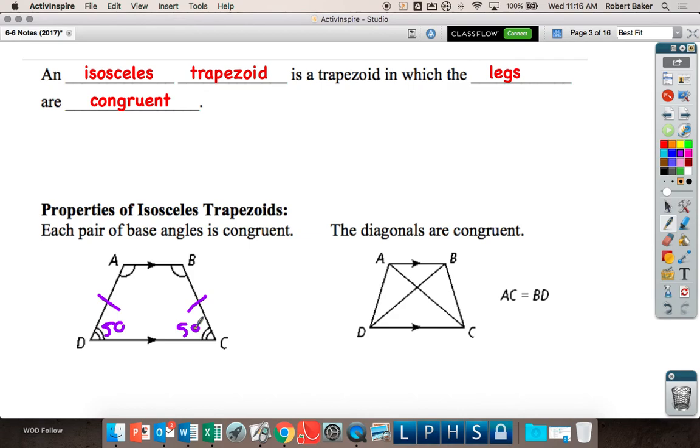On a regular trapezoid, we can't do that. Well, if this angle is 50, it has to be 130 because they are still same side interior angles. Well, because it's an isosceles trapezoid, these two base angles are also equal. And would you look at that? If you add all those numbers together, you get 360 degrees. That's the last layer of isosceles trapezoids, or trapezoids in general.